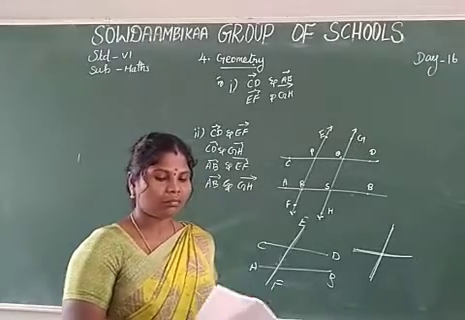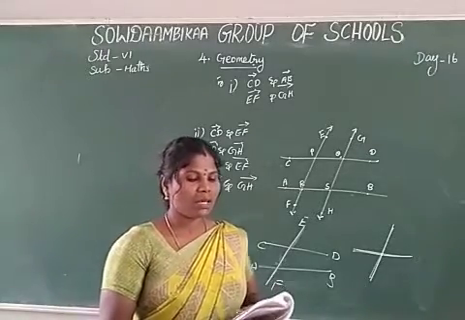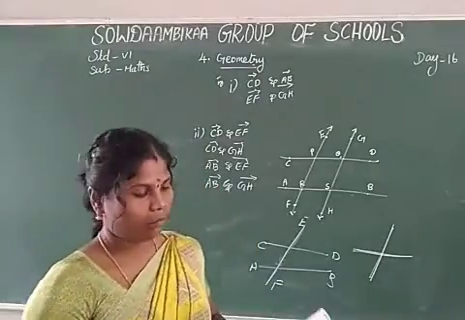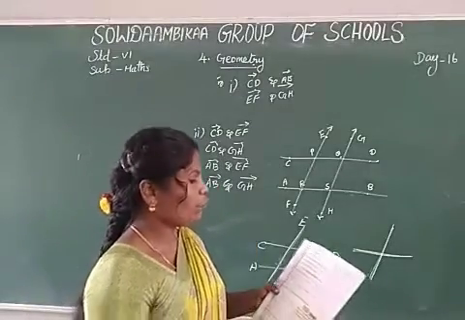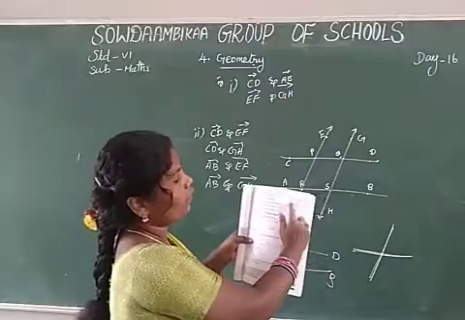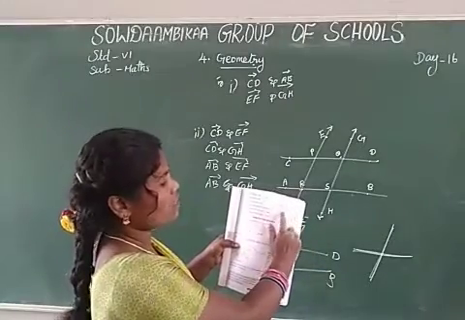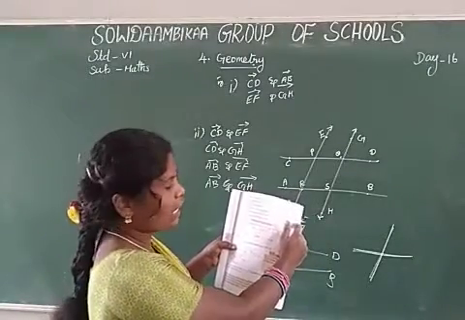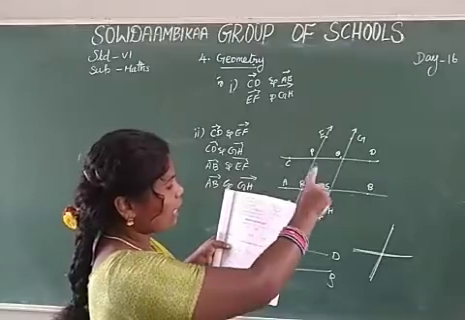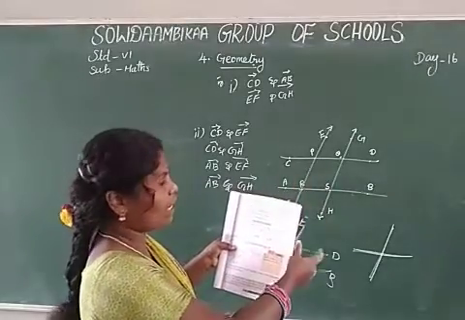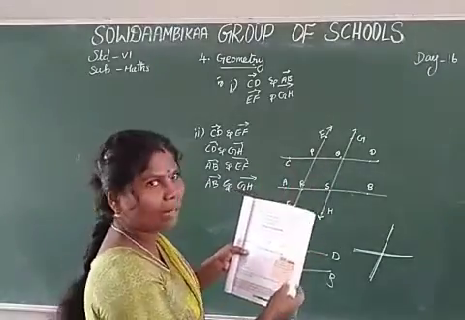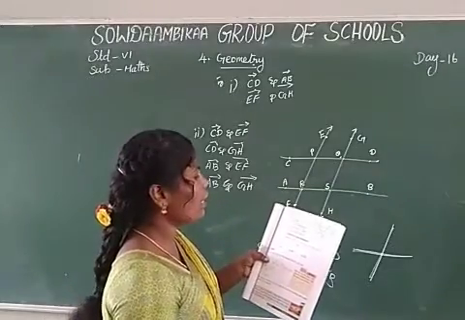Next, seventh sum. From the given figure, see the figure: PQ, RS, TU, these are parallel lines. PQ and RS one parallel line, RS and TU one parallel line, PQ and TU one parallel line. Okay, all parallel lines.